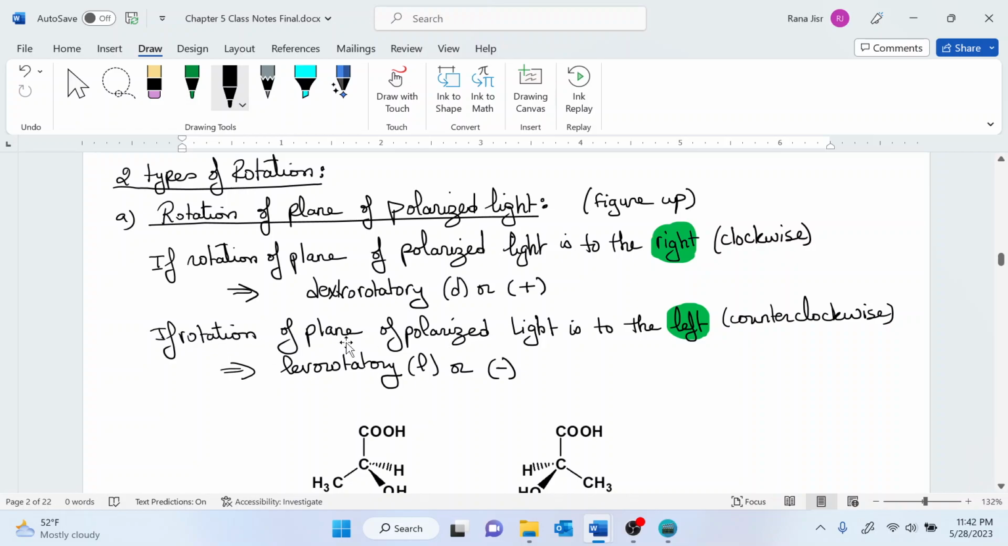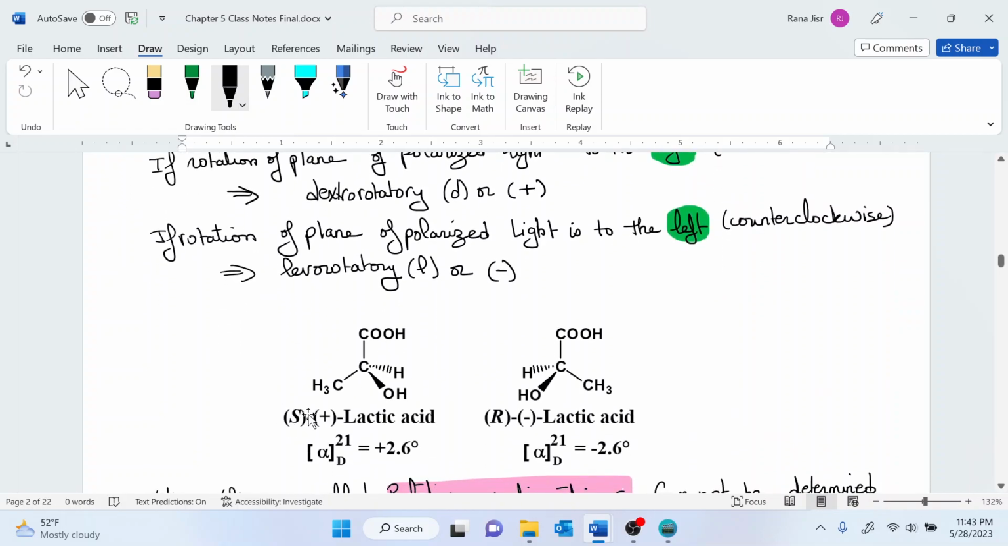On the other hand, the rotation of the plane of polarized light, if it is to the left, then this is counterclockwise. And it is represented by either a negative sign or a small l, which is levorotatory. This is included in the name, but there is no way for you to know the plus and the negative sign, as we said before, unless you go ahead and perform the actual experiment using the polarimeter.